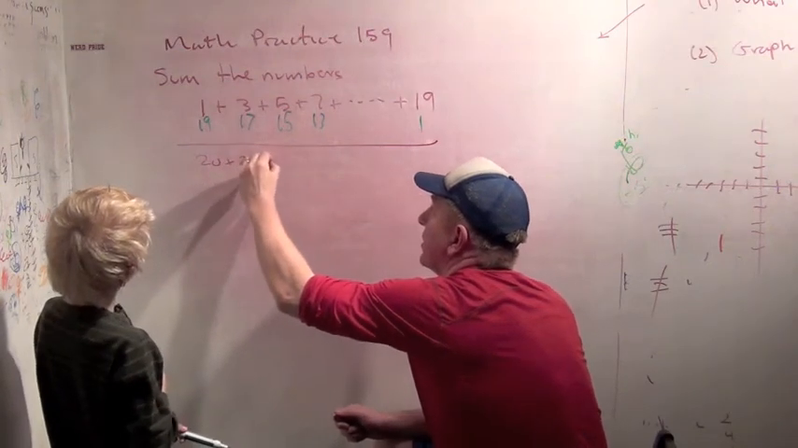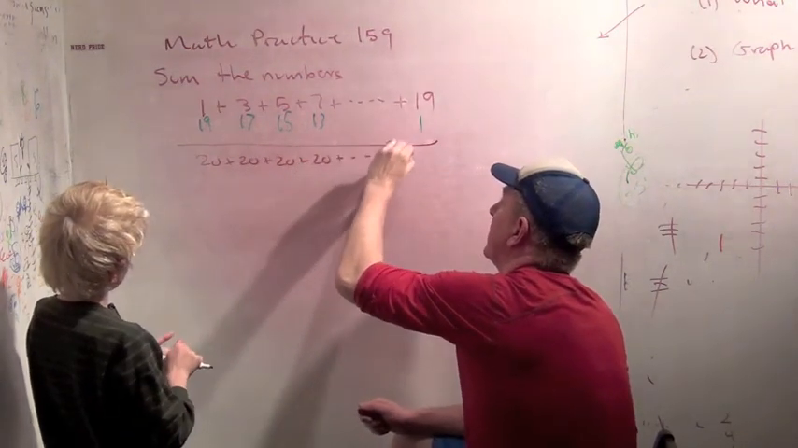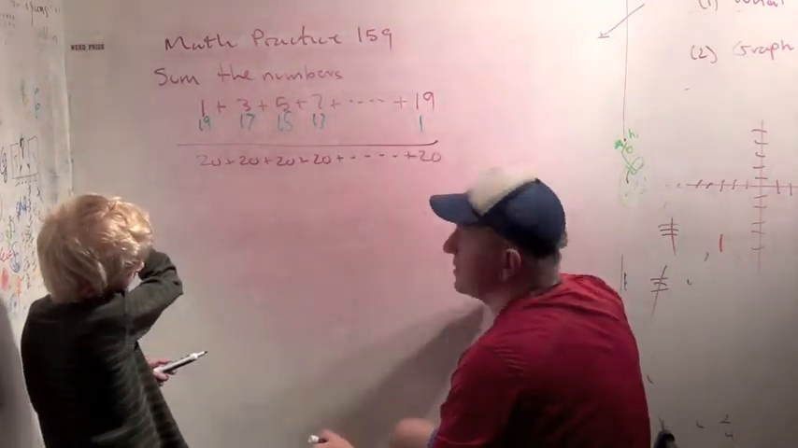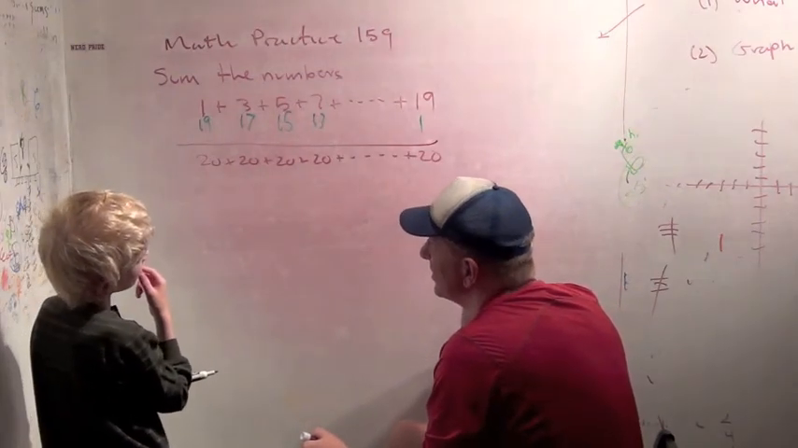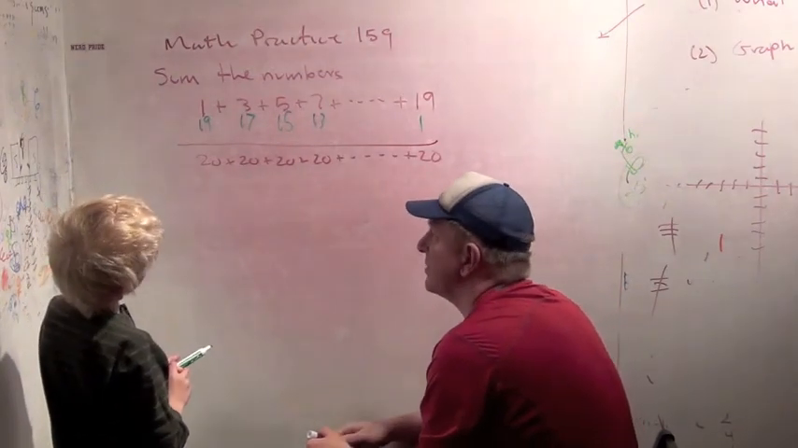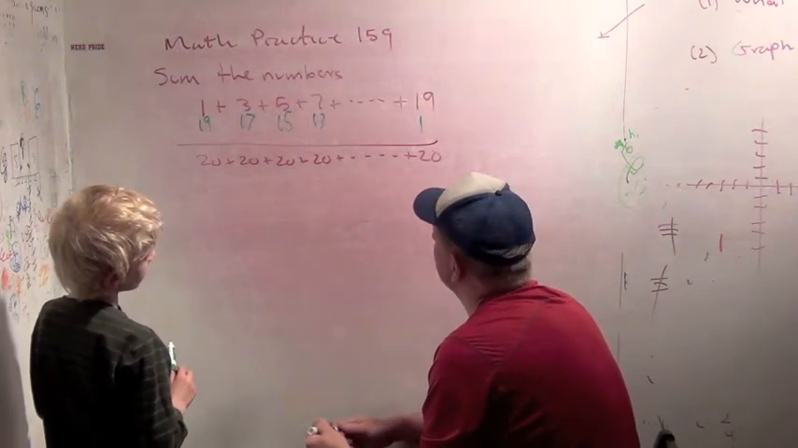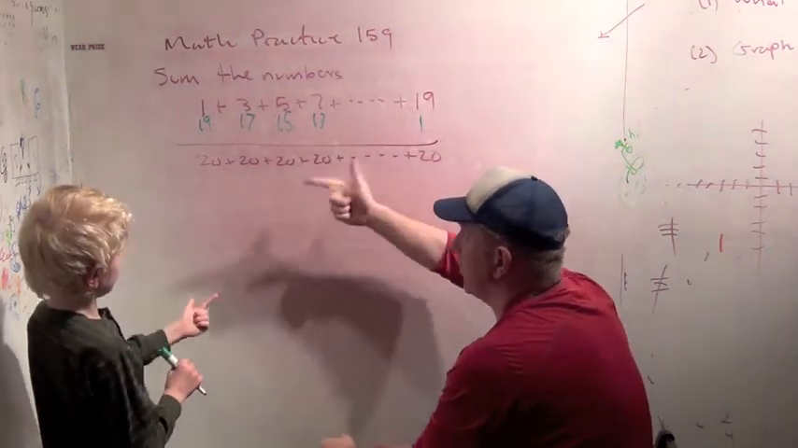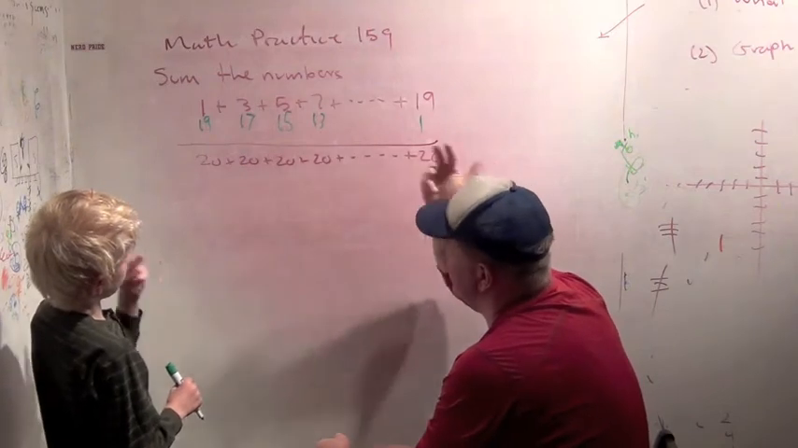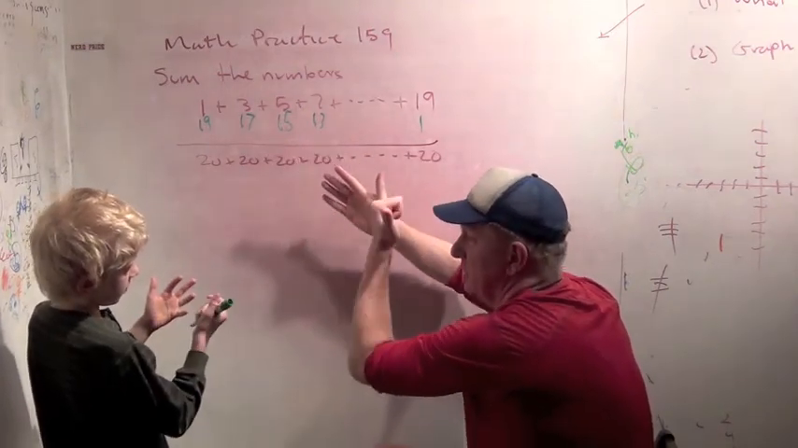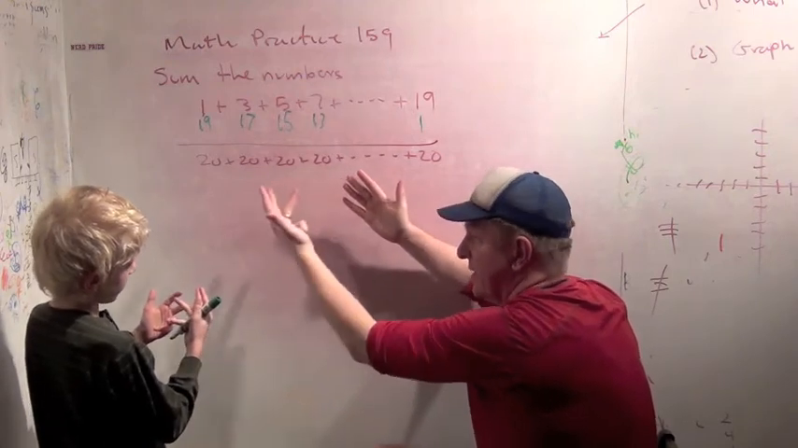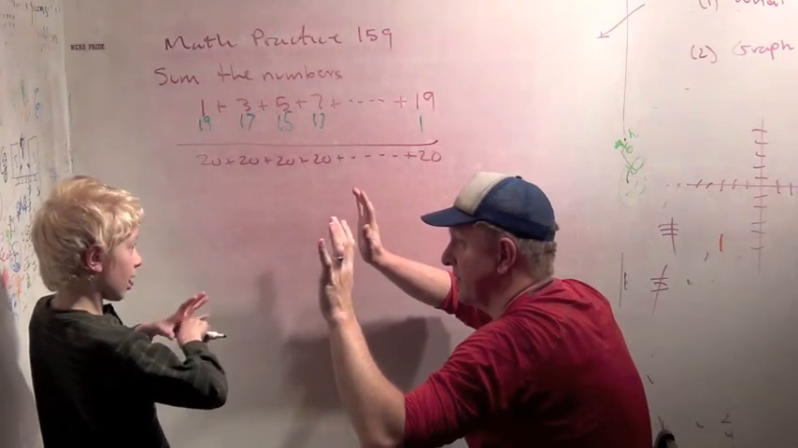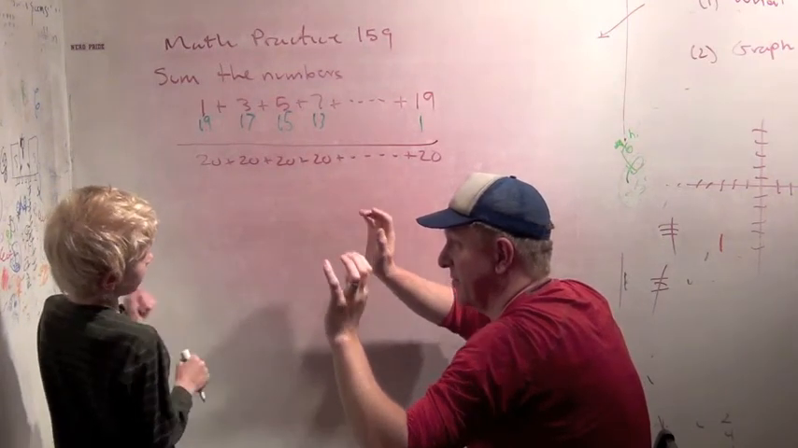20 plus 20 plus 20 plus dot dot dot all the way up to plus 20. Now, we would get 19 20s if there were 19 numbers here, but this is only the odd numbers. So we have to figure out how many there are. 19 divided by 2. Well, maybe we should just count them on our fingers. Ready? 1, 3, 5, 7, 9, 11, 13, 15, 17, 19. There's 10. Whew. Good thing there weren't 11 or 20 or 650.